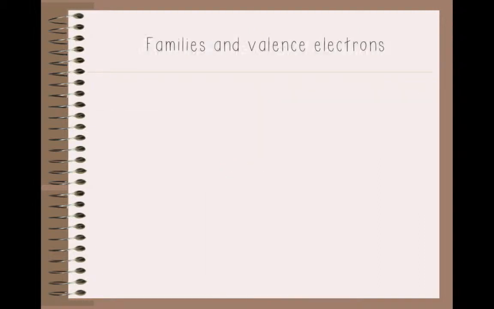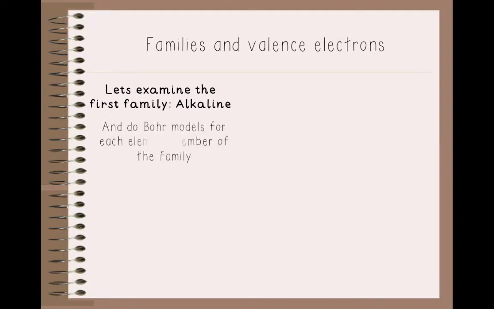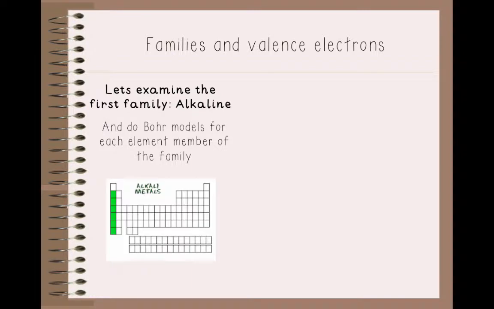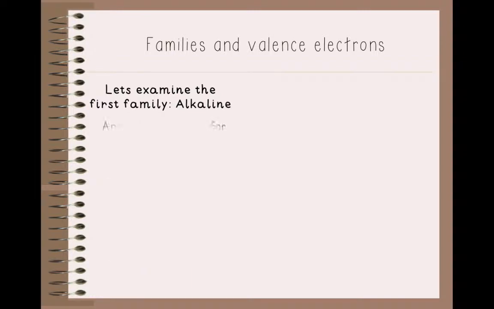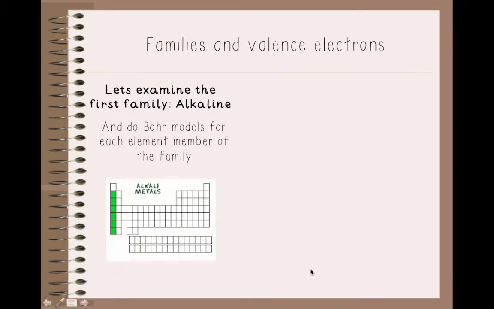Families and valence electrons have a lot in common. Let's examine the first family, the alkaline, and we will do Bohr models for each element that is a member of that family. Remember that the alkaline, the first family, is the one that we're going to find at the beginning in the periodic table. Here we can find them right here. Let's do Bohr models for each element that is a member of this family.